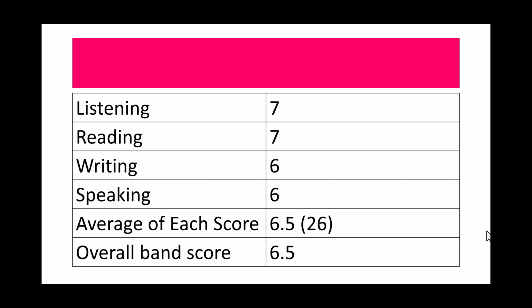6.25 and above would be rounded up into 6.5. As you can see here, 7, 7, 6, 6. It would be 6.5. 7, 7, 6, 6, that would be rounded up into 6.5. This one is also 6.5. 7, 6, 6, 6. The mean is 6.25. That would be rounded up into 6.5. And look at this. For example, listening and reading 6.5, writing 5, speaking 7. Average of each score is 6.25 and the overall band score is 6.5.